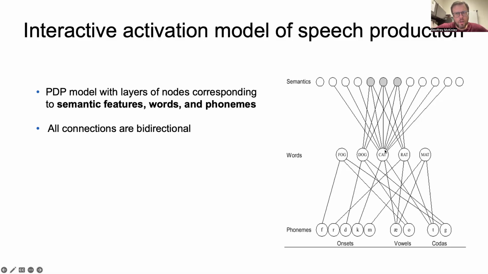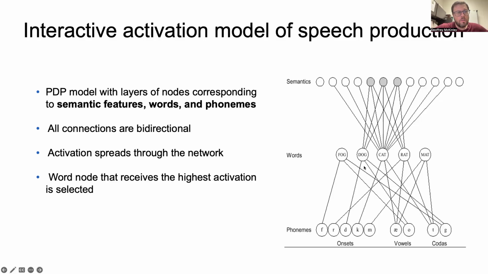Okay. And I'm going to go through this in a bit. I know it probably doesn't make sense right now, but I'll show you with an animation. So yeah, activation spreads through the network in a bidirectional fashion. So activation can spread up or down. And the word node that receives the highest activation gets selected or retrieved. And then the phonemes that receive the highest activation are selected, right? So they get retrieved. And then you say the word, right?